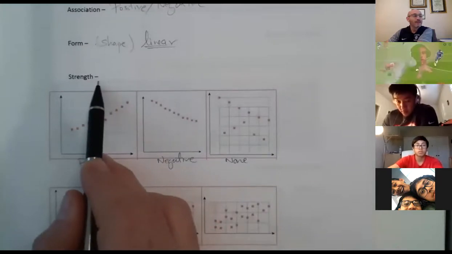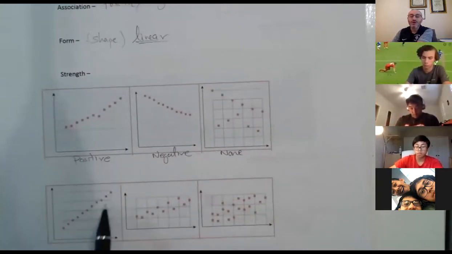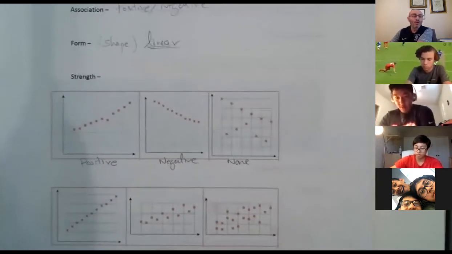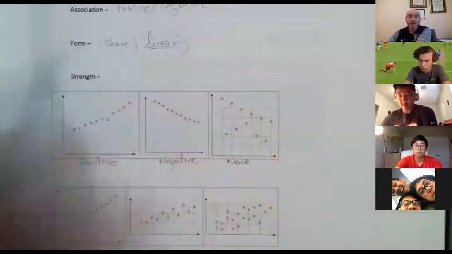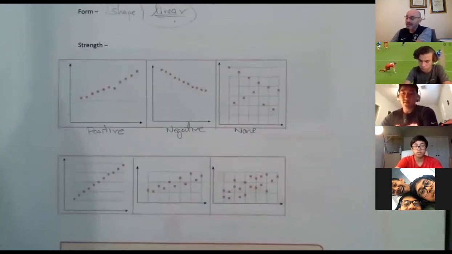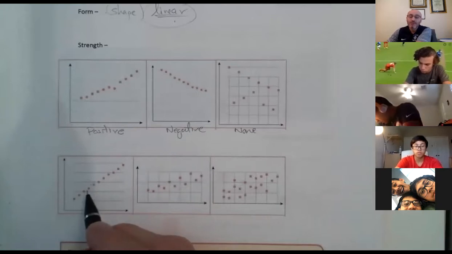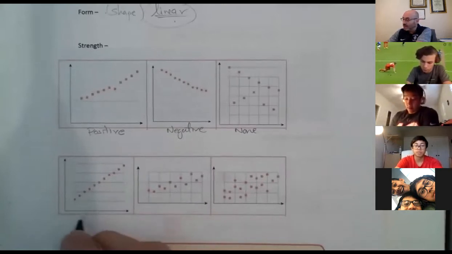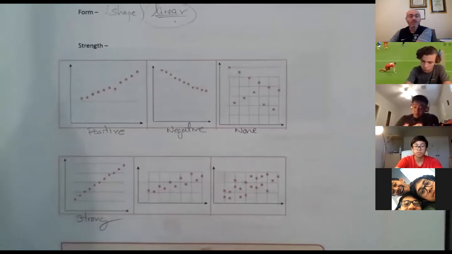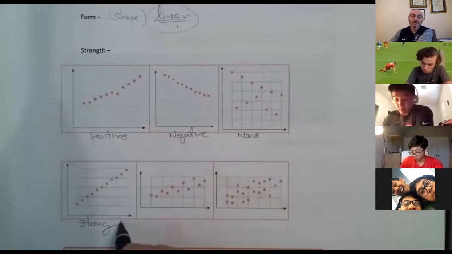And the strength is how closely these data points are tied together with respect to the shape, right? So in this case, for example, this data set really resembles a line. So in this case, this will be a strong correlation or a strong association, right? So this one will be a positive, strong association.